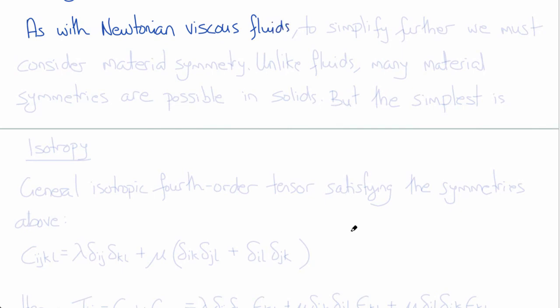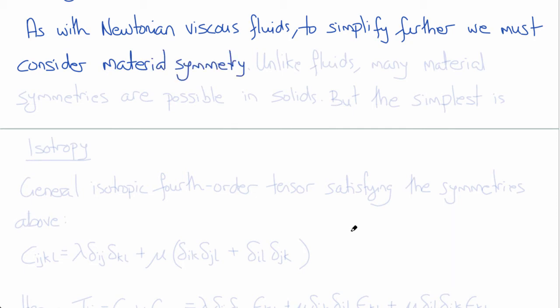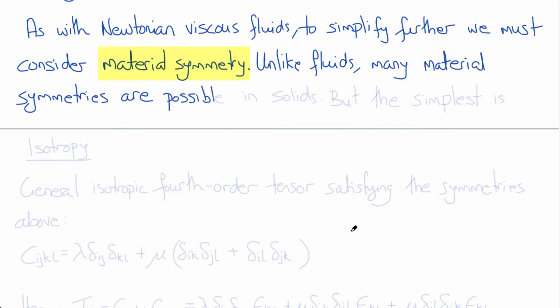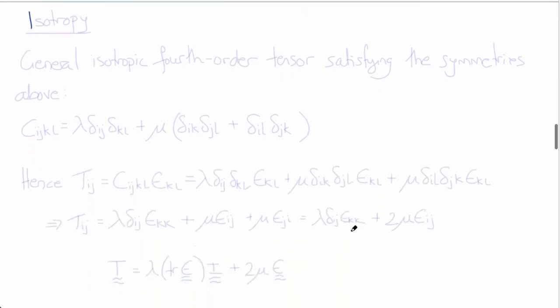But as with Newtonian viscous fluids, to simplify any further, we need to consider the material symmetry. Unlike fluids, many material symmetries are possible in solids. It's easy to imagine solids that have different properties in different directions, like muscle, which has different properties along its fiber orientations, as do tendons, ligaments and other fibrous connective tissues. The simplest material symmetry is isotropy.